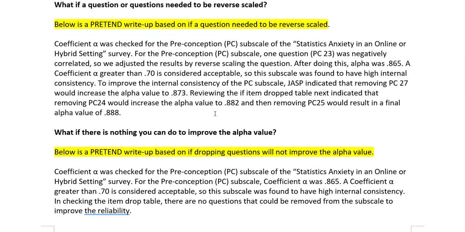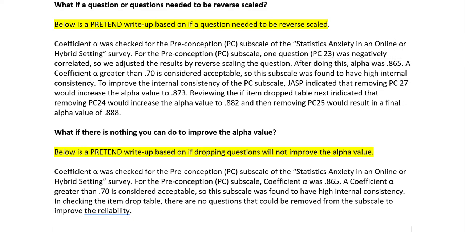What if a question or questions needed to be reverse scaled? So in this case, coefficient alpha was checked for the PC subscale of the Statistics Anxiety in an Online or Hybrid Setting survey. For the PC subscale, one question, PC23, was negatively correlated, so we adjusted the results by reverse scaling the question. After doing this, alpha was 0.865. Note, I did not provide any alpha value until after I reverse scaled that question. Until you reverse scale the question or questions that need it, do not list the alpha, because the alpha is not valid until you reverse scale any questions that were needed.